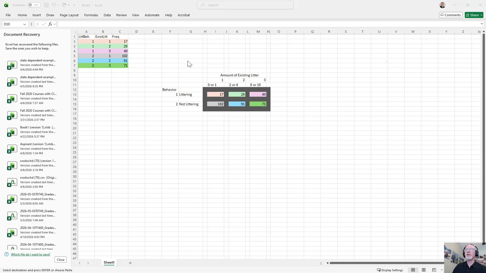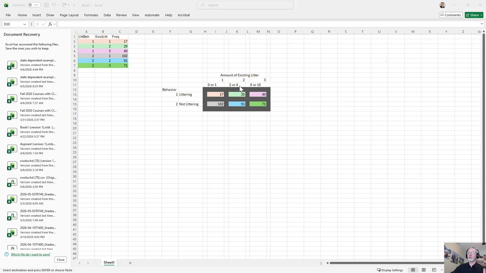How is this done? An example from the Gravetter and Wallnau textbook features a study by Bob Cialdini and some classmates that I had in graduate school that actually worked on this particular study, where they littered a parking garage with either just a little bit of litter, like 0 or 1 handbills thrown on the floor, 2 or 4 handbills, or 8 or 10 handbills thrown on the floor.